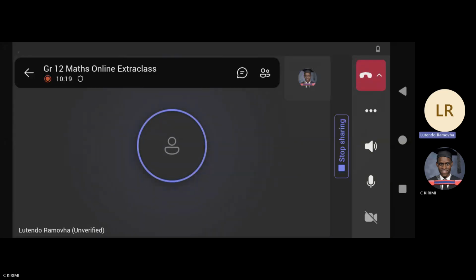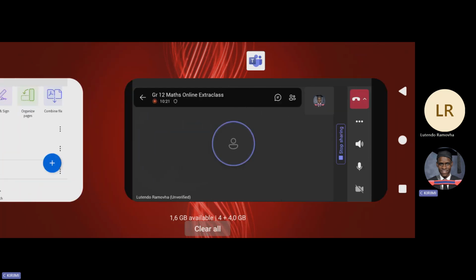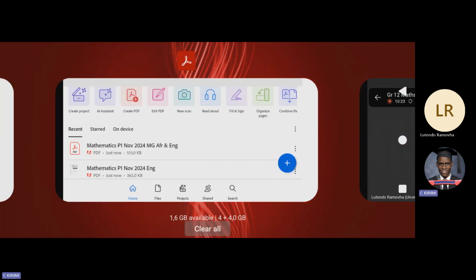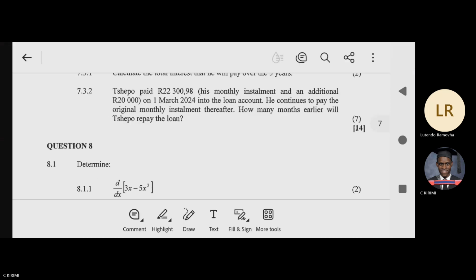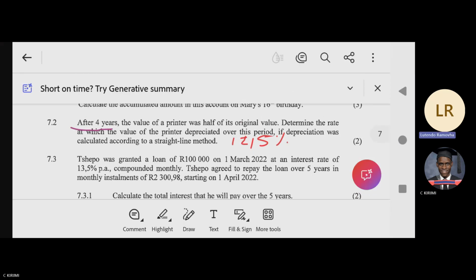It's now sharing. Okay. So let's start immediately. All right. So we're at number what? Number 7.3.